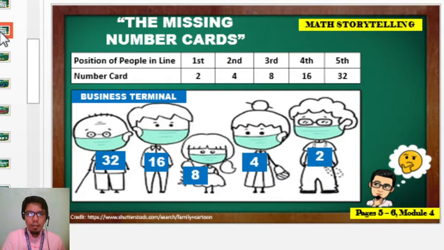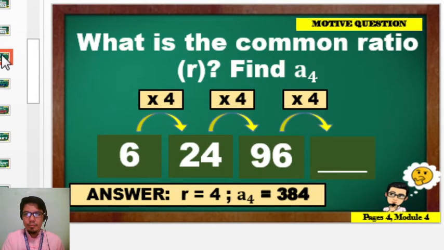And therefore, the missing cards are 16, 8, and 4. Now, let's have a short review. What is the common ratio r, and find the fourth term?